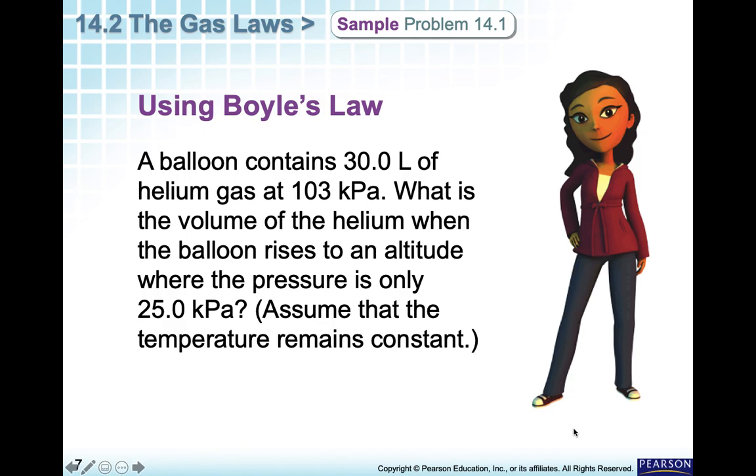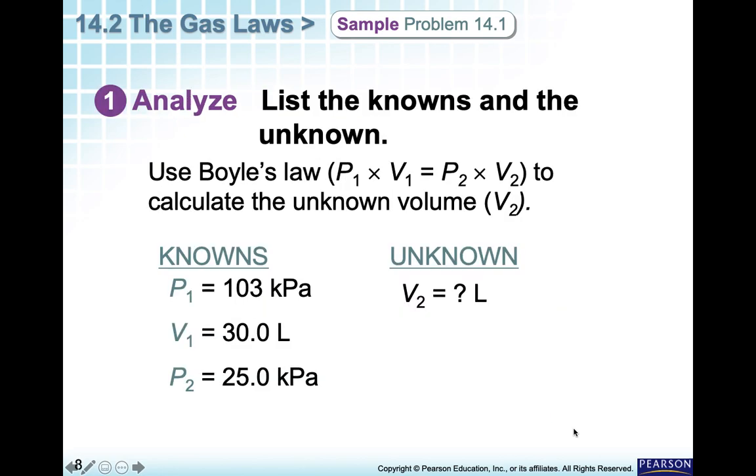So a volume contains 30 liters of helium gas at 103 kilopascals. What will the volume of helium be if it rises to an altitude where the pressure is only 25.0 kilopascals? You're to assume that the temperature remains constant, which really isn't true, but we'll make that assumption anyway. So our knowns are the initial pressure, the initial volume, and the final pressure. And our unknown, or what we want to find, is the new volume.